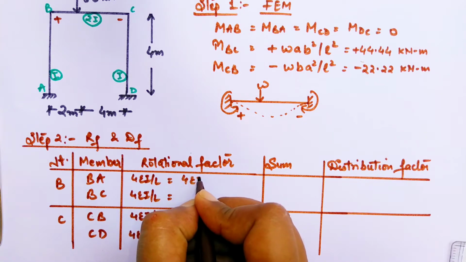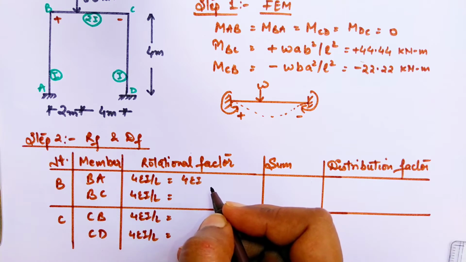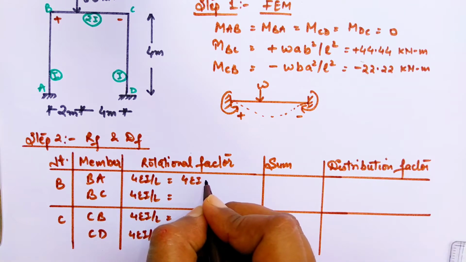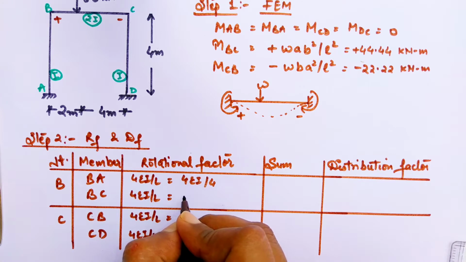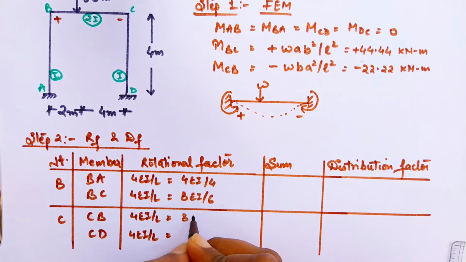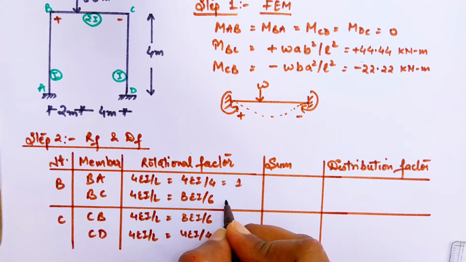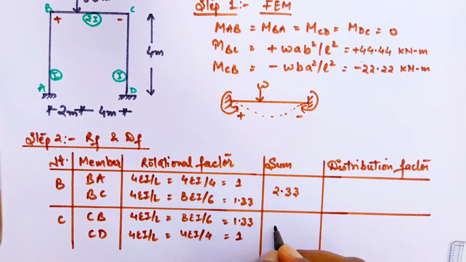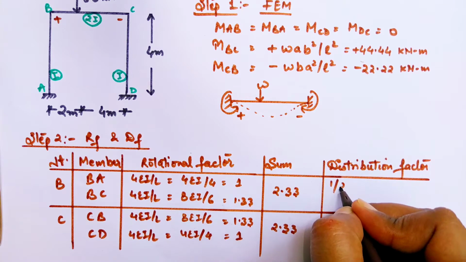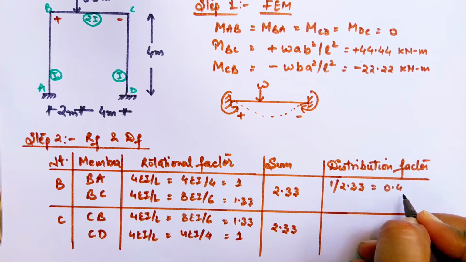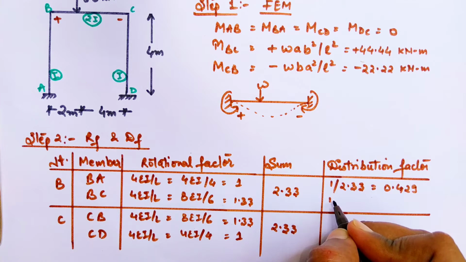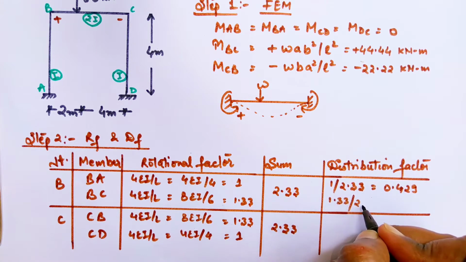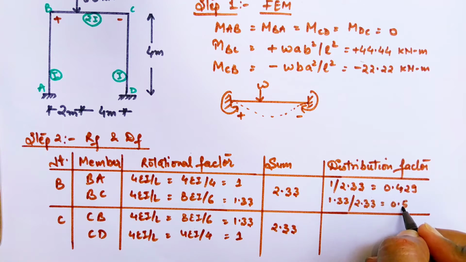Now our next step is substituting the value of EI and L in all the rotation factors. So we have this twice EI and the length is given as 6. We'll be substituting like that and just put the values in the calculator and find out the final moment. Now in the sum we have to simply sum up the rotation factors. Distribution factor is your RF upon the sum. Simply put the RF divided by the sum and you will get the distribution factor.